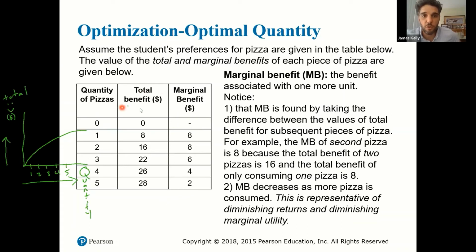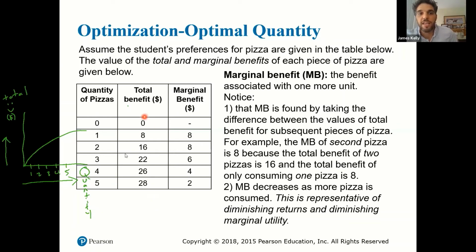So if we look at this total benefit, we see that for the first slice, the total benefit in terms of dollars is $8. For the second slice, there's a total of $16 of benefit, meaning the total benefit from consuming 2 slices of pizza is equal to $16. If she consumes another slice of pizza, her total benefit increases to $22, and then 26 and 28 for the 4th and 5th slices of pizza.